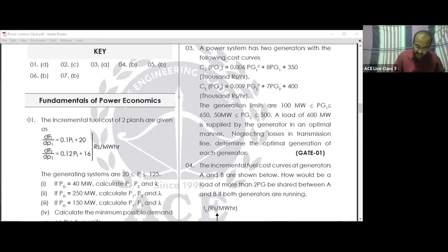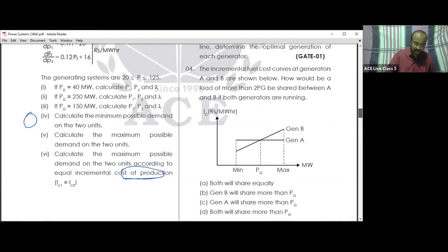Observe this problem number 1. Incremental fuel costs of the two units are given: 0.1 P1 plus 20 and the other one is 0.12 P2 plus 16. Limits are given: 20 less than or equal to P less than or equal to 125. Calculate, if PD is 40, P1, P2 and lambda. So how to solve this? Take the screenshot of this first question and try to solve.